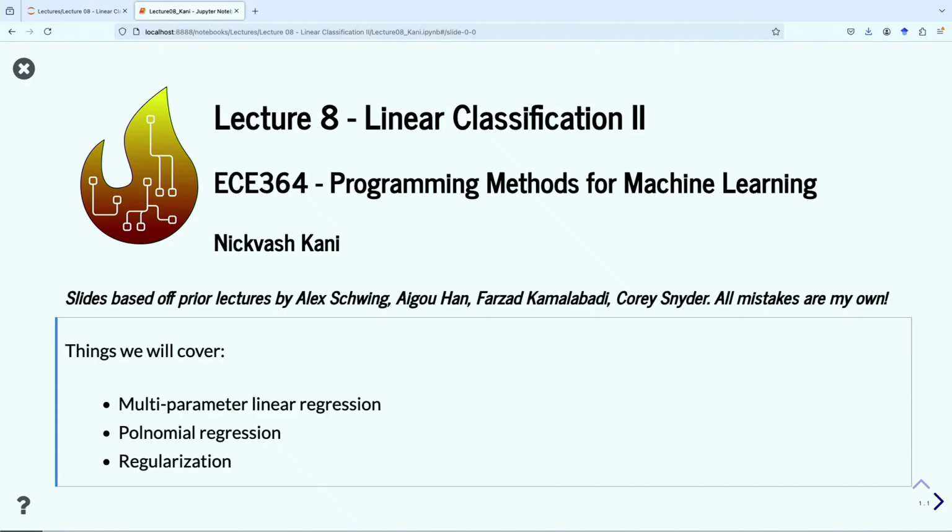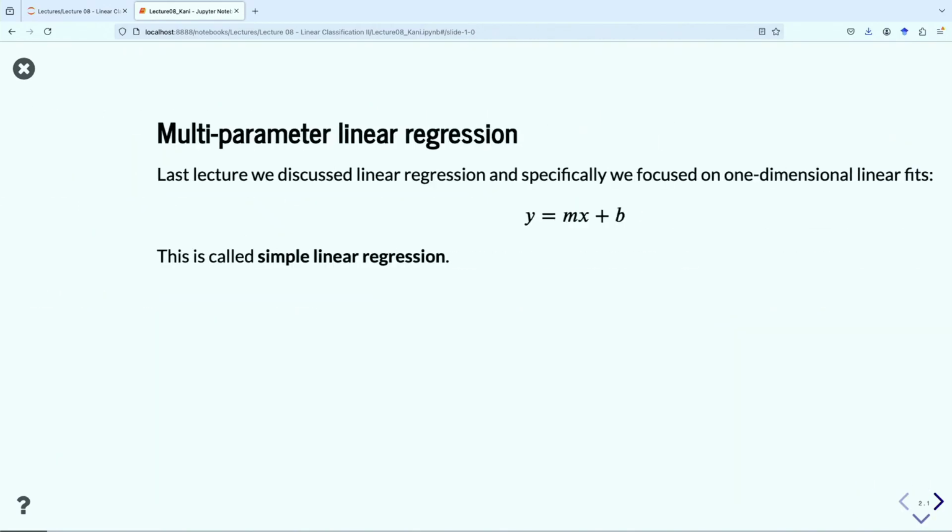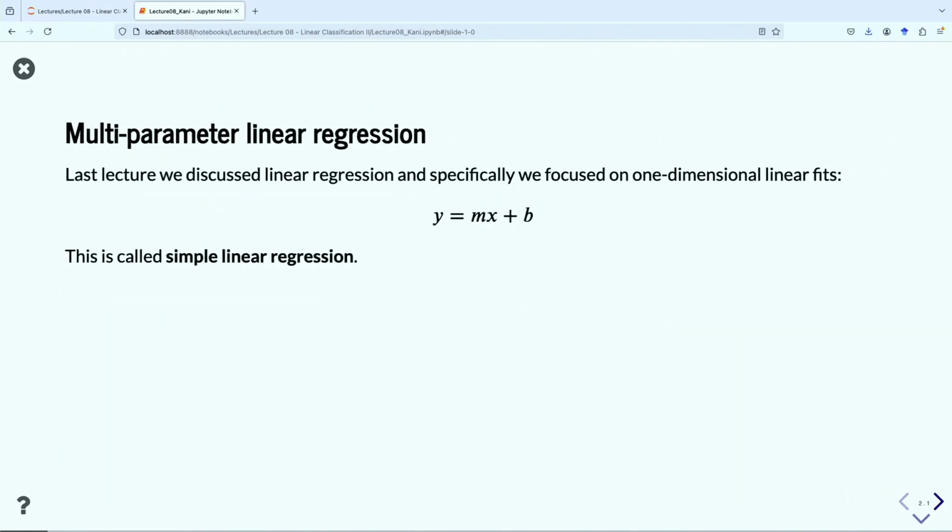Okay, so let's begin. Linear classification 2. Let's begin with multi-parameter linear regression. Last lecture we discussed a lot of linear regression stuff.